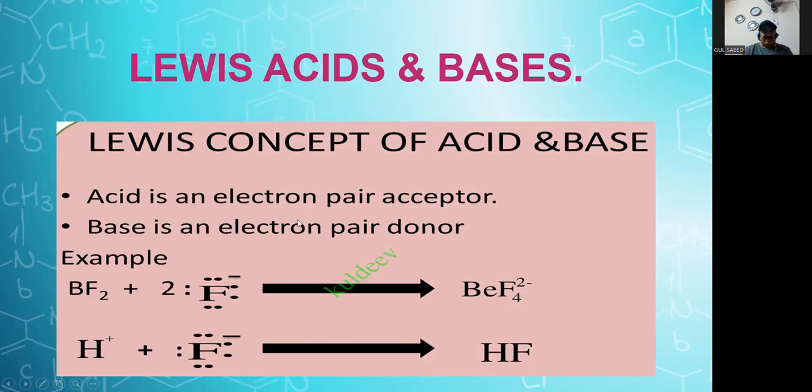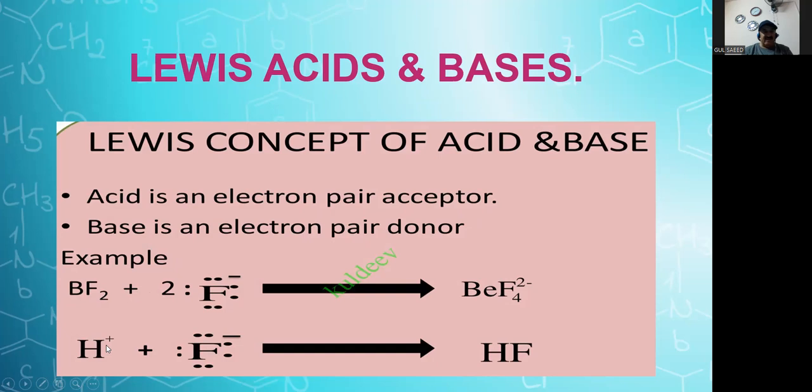Here a base is an electron pair donor to form a coordinate covalent bond, and an acid is an electron pair acceptor to form a coordinate covalent bond. Here you see the negative sign, so it has sufficient electrons to donate. So it is a Lewis base, and that electron pair will be accepted by BeF2. So it is a Lewis acid.